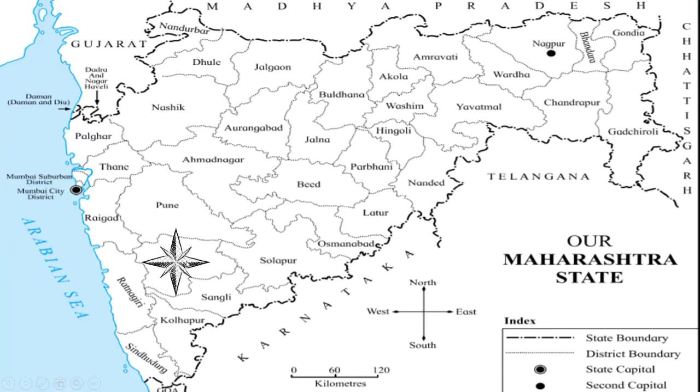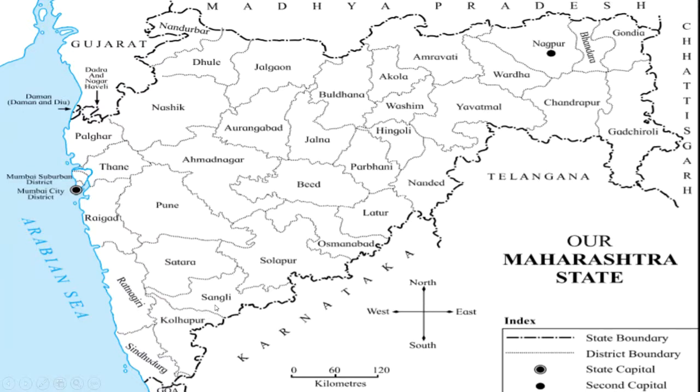Now we'll see what lies in the sub-directions. To the northwest lies Raigad, Mumbai City, Thane. To the northeast lies part of Ahmednagar, Beed, Jalna. To the southeast lies Sangli. And to the southwest of Satara lies Ratnagiri.